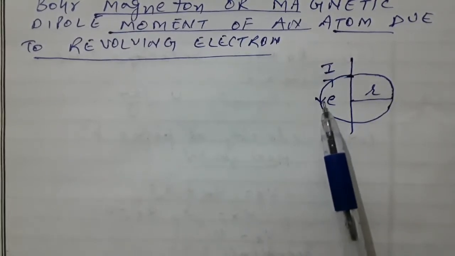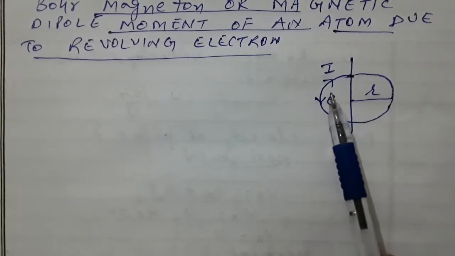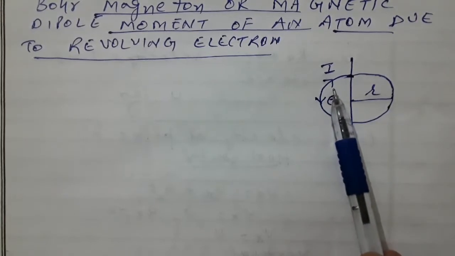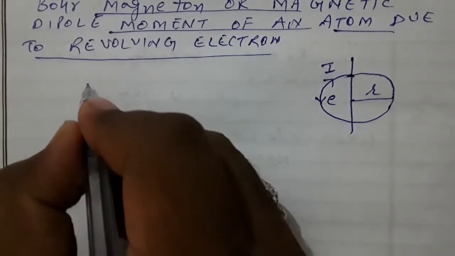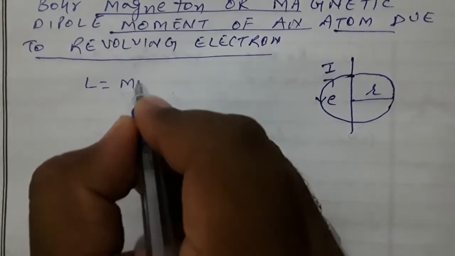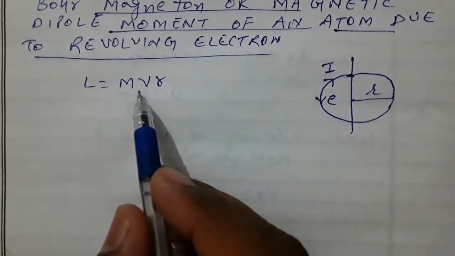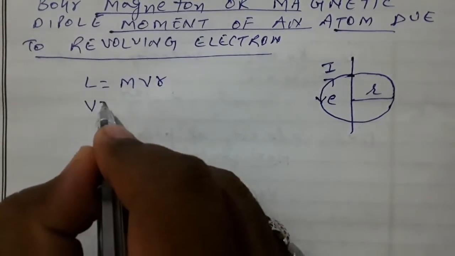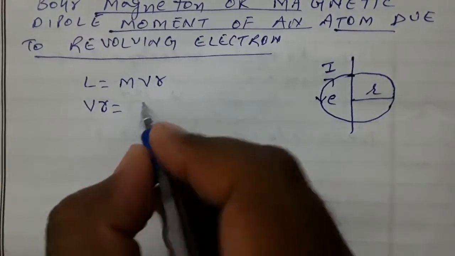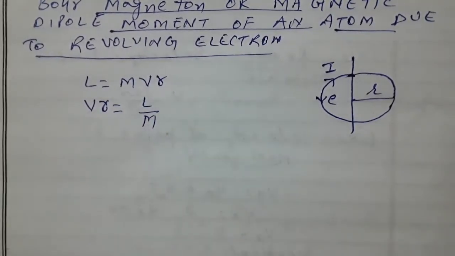The direction of current is always opposite to the direction of the electron, so the current is flowing in the clockwise direction. Now, according to Bohr's theory, we know angular momentum L is equal to m into v into r, where m is mass, v is velocity, r is radius. From here we can write v into r equals L upon m.